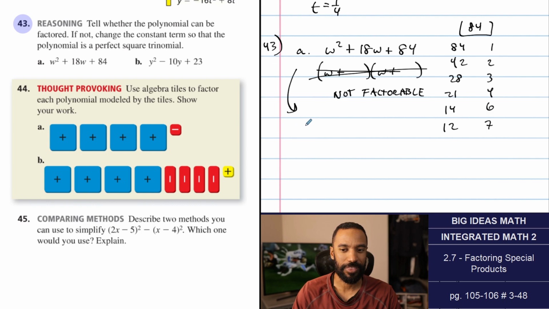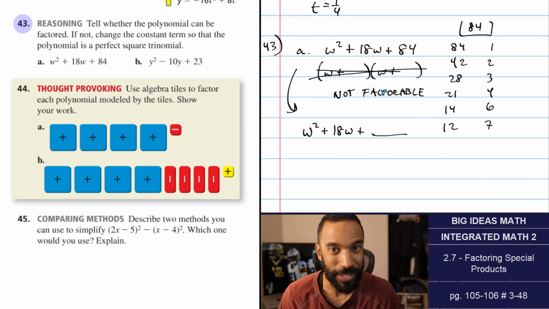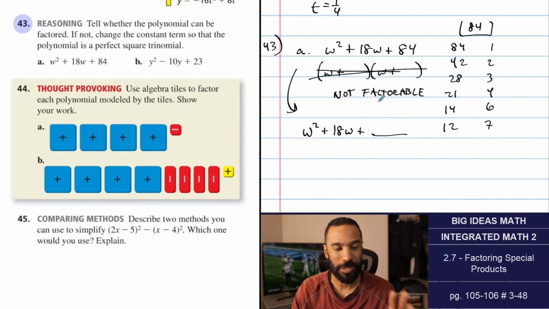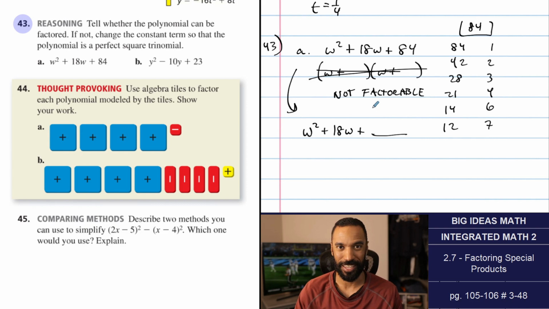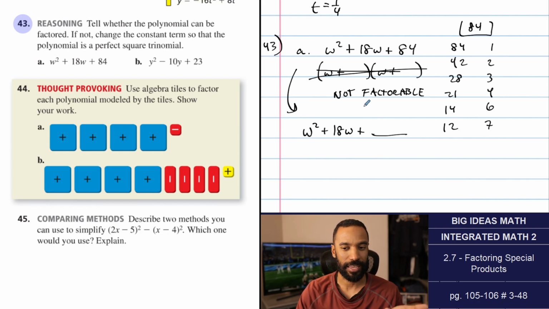Now what's interesting about this is where, wait, what do they say? Change the constant term. So w squared plus 18w plus blank, so we're trying to find this out. This is where completing the square actually comes in. They're teasing you on something called completing the square, and it's literally this. Now I'm not going to give you what the process is, but more so how you could crack this on your own.